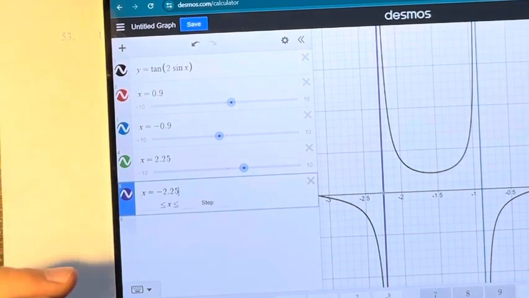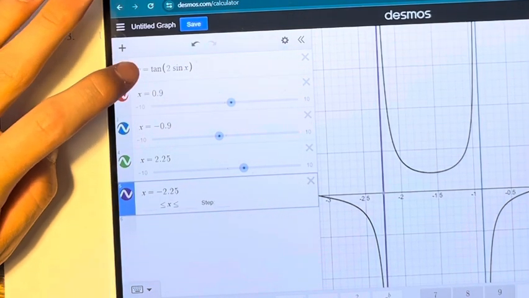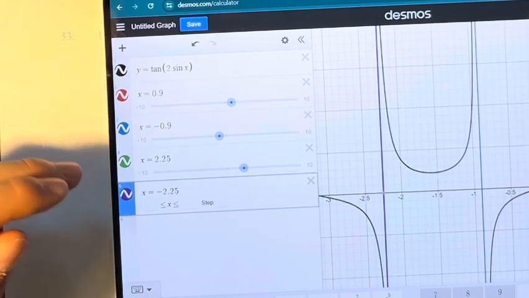of the vertical asymptotes of the function y is equal to tangent of 2 sine x from x going from negative pi to pi.